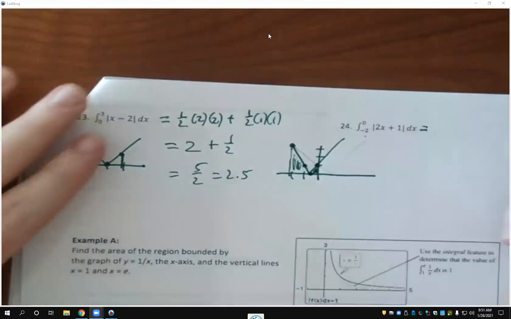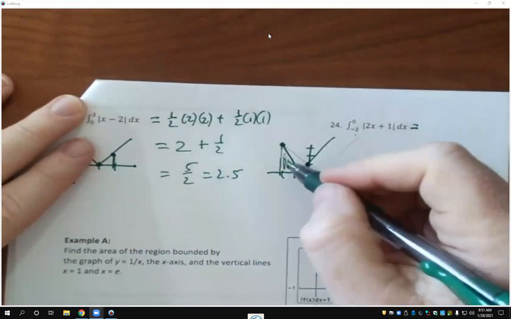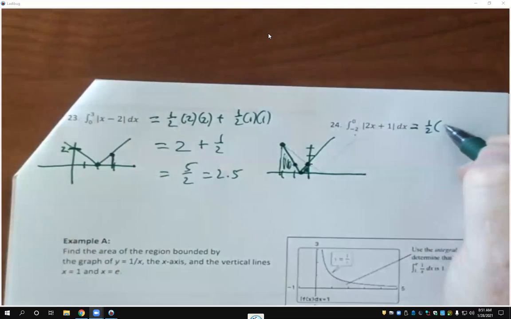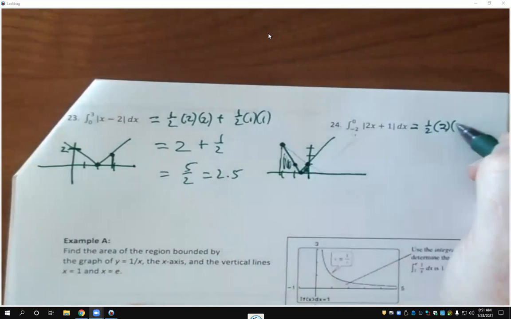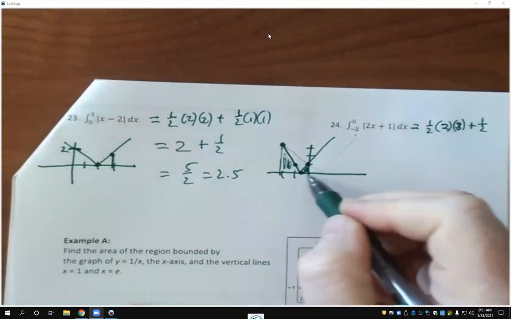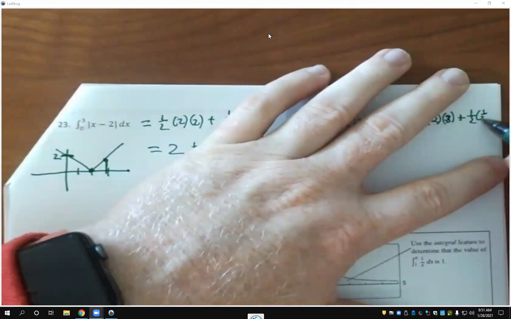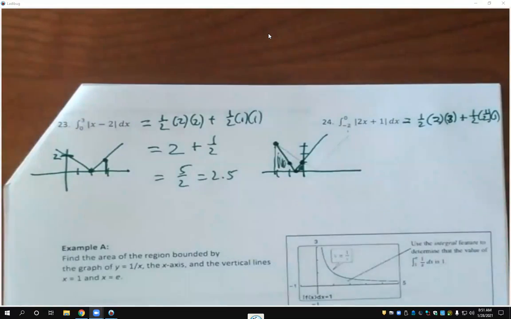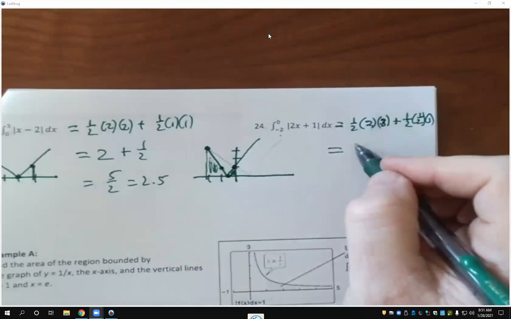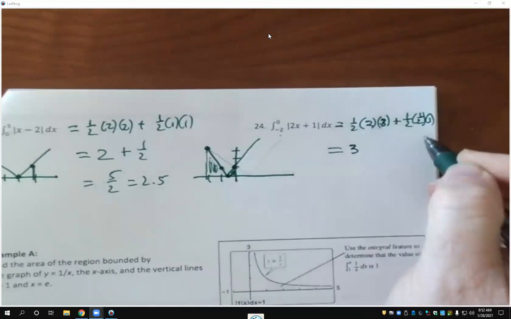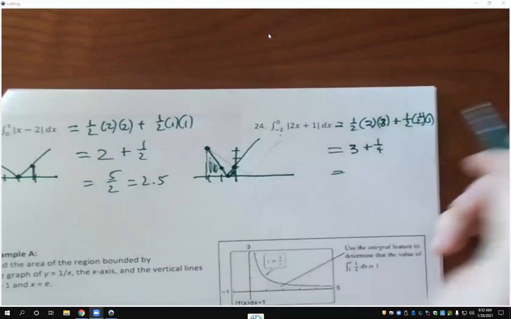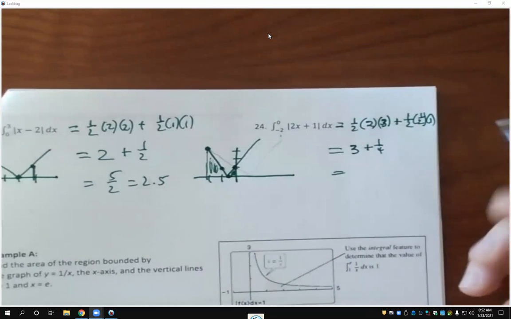Obviously, a calculator wouldn't matter what the graph looked like. So the first triangle right here is 1/2, the base is 2, and the height is 3. Plus this one is a base of 1/2 and a height of 1. Sorry, it's so tiny there. So 2 times 3 is 6. 1/2 of 6 is 3. And then this is going to be 1/4. So you could change this into 4. So you could call it 3.25.